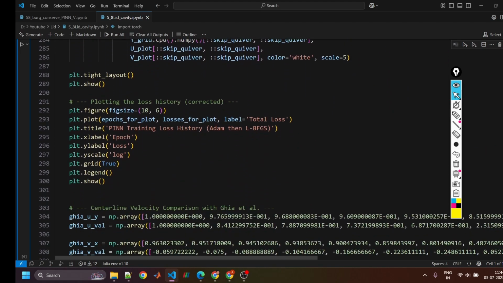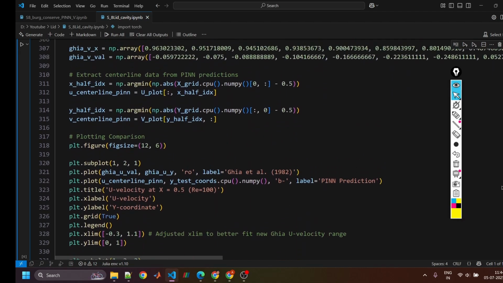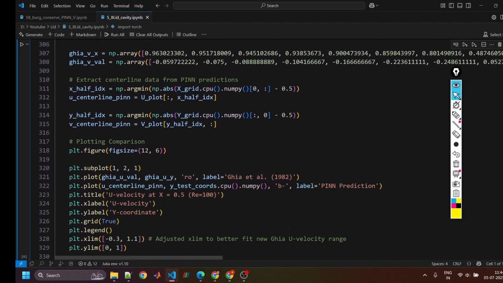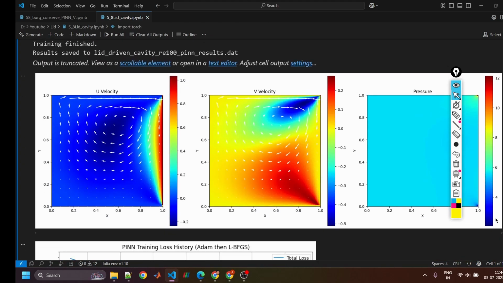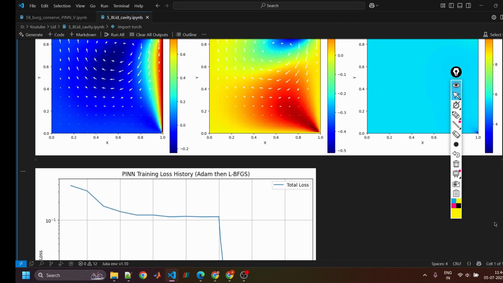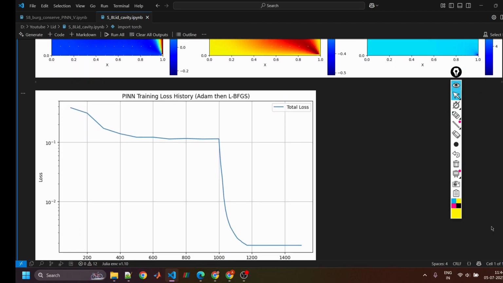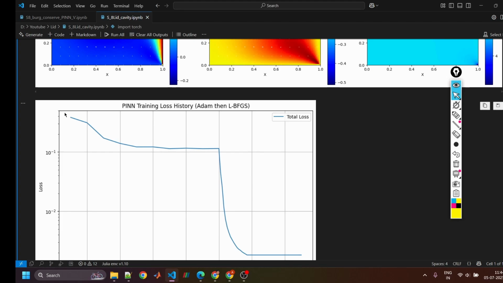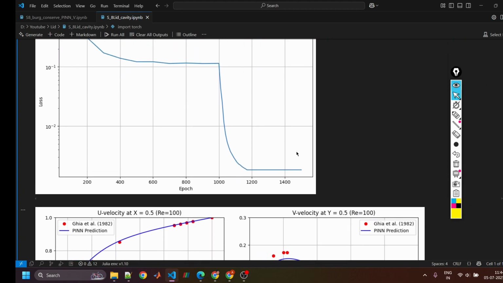After that, we have different plotting functions. Finally, we are comparing our result with the Ghia paper on the lid-driven cavity. Once we train this algorithm, this is what we get. This is the U velocity plot, the V velocity plot, and this is the pressure plot. We can notice that when we use the Adam optimizer, after some epochs it becomes saturated. Then when we go to the LBFGS optimizer, we get an even sharper drop in the residual. After that, it becomes saturated.